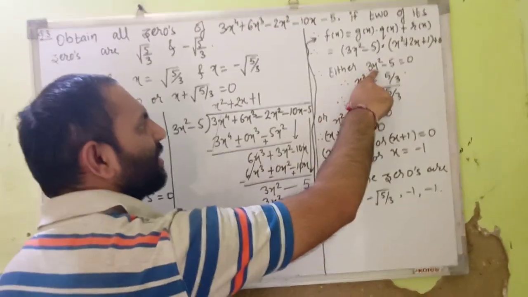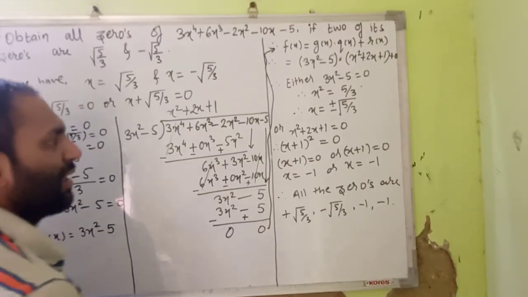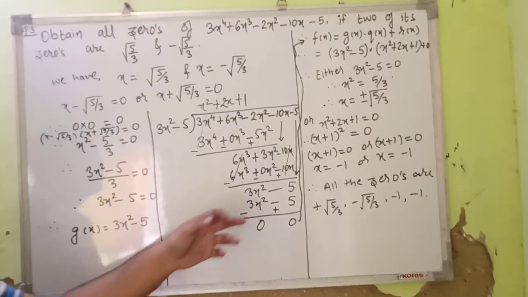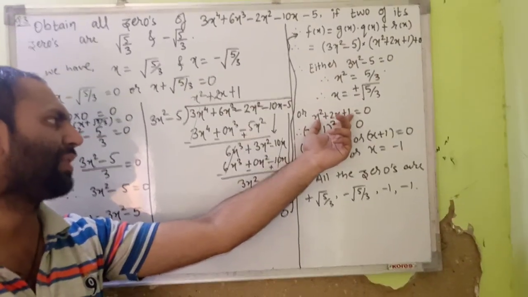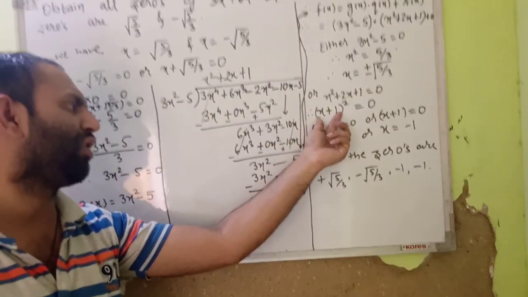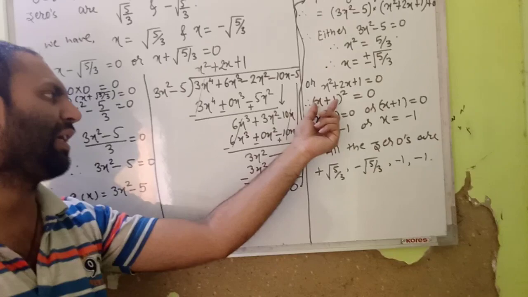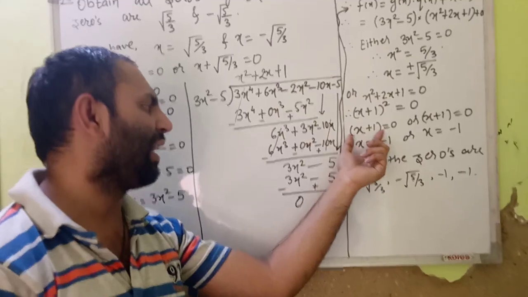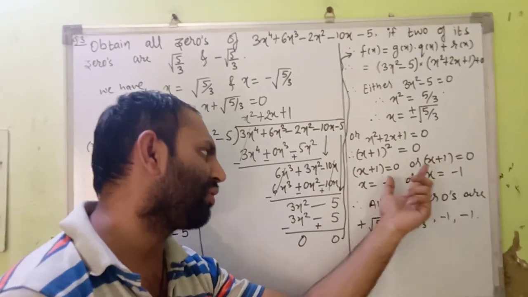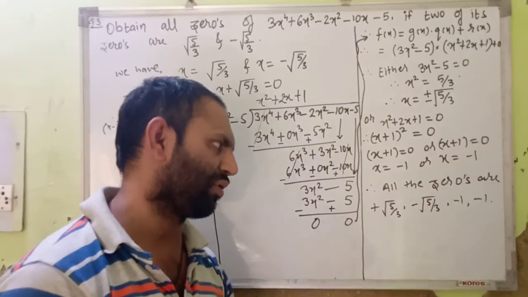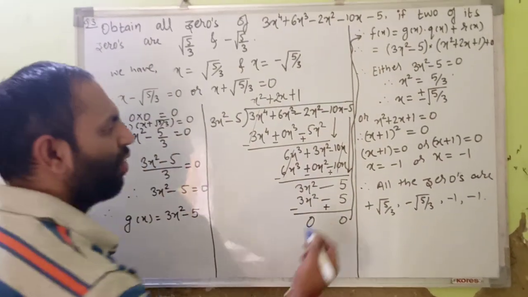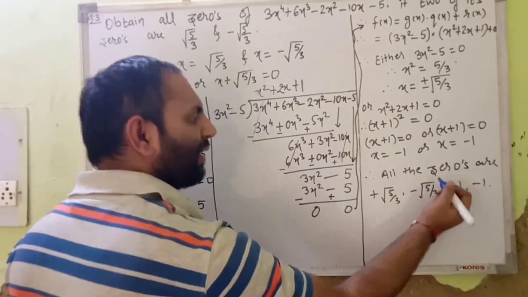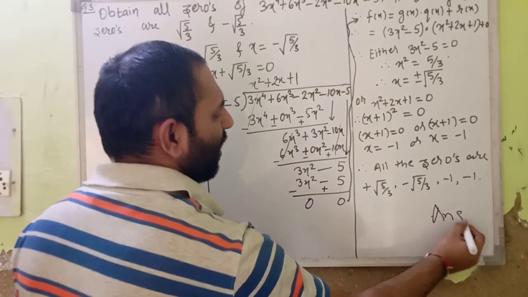So when I put 3x square minus 5 equal to 0, x square is equal to 5 by 3. Therefore x comes out to be plus minus root of 5 by 3. Now when I put x square plus 2x plus 1 equal to 0, this is nothing but the expansion of x plus 1 the whole square. So x plus 1 the whole square is equal to 0. This gives either x plus 1 is equal to 0 or x plus 1 is equal to 0. That means x is equal to minus 1 or x is equal to minus 1. And at last we write all the zeros: plus root 5 by 3, minus root 5 by 3, minus 1 and minus 1. This is our answer.